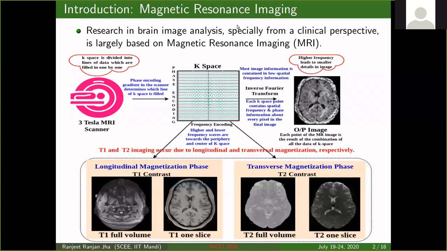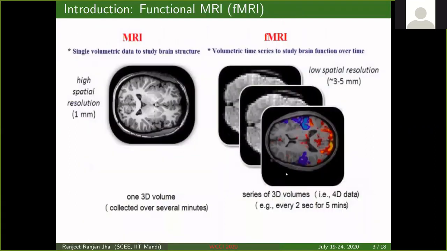So let us start with MRI. So this is the MRI imaging. Here if you see we have a scanner. Inside this scanner we have the patient, and then signals are coming from this scanner. So here this is K space. This is a 2D matrix between phase and frequency. And then we are applying inverse Fourier transform so that we are getting the final output image. So in MRI we have mainly two types of imaging. The first one is T1 imaging and the second one is T2 imaging.